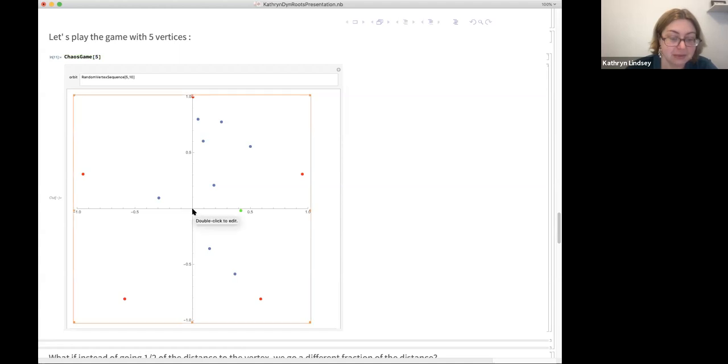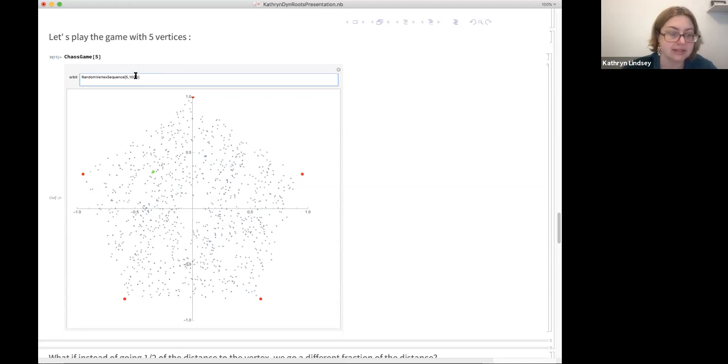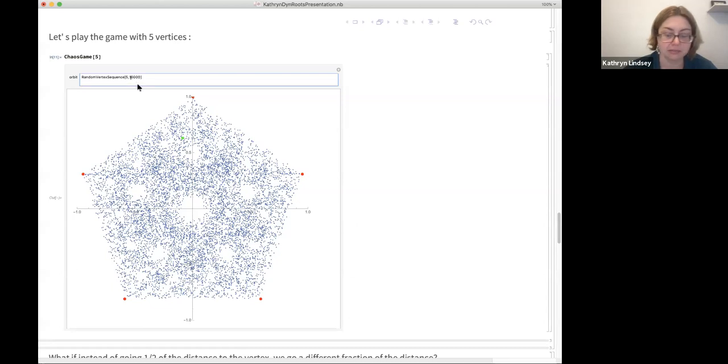So you start with some point and you label your 5 vertices 1, 2, 3, 4, 5. And then you pick some random sequence of vertices and you go halfway towards the corresponding vertices over and over. Okay, so here with 10 points, we can't see so much. Let's do 100 points, 1,000 points, 10,000 points. Okay, and a picture is starting to emerge.